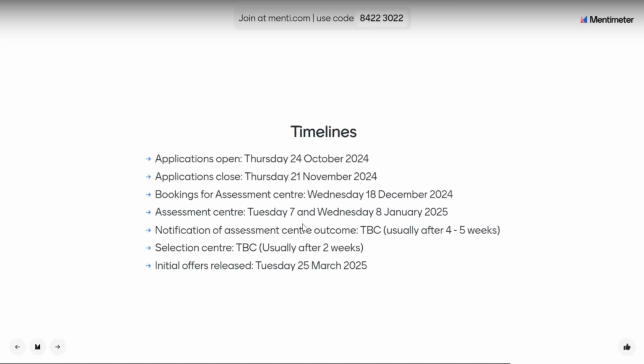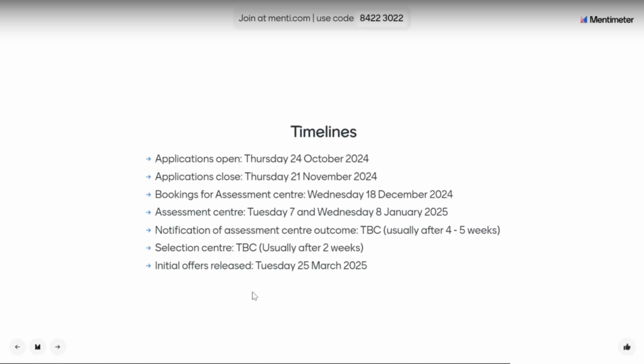The result for assessment center usually comes about 4 to 5 weeks after the assessment center is done. And once you get the results, you have about 2 weeks again for selection center. And then that would usually be around end of February, first week of March. And then they'll give the initial offers as the first set of people.